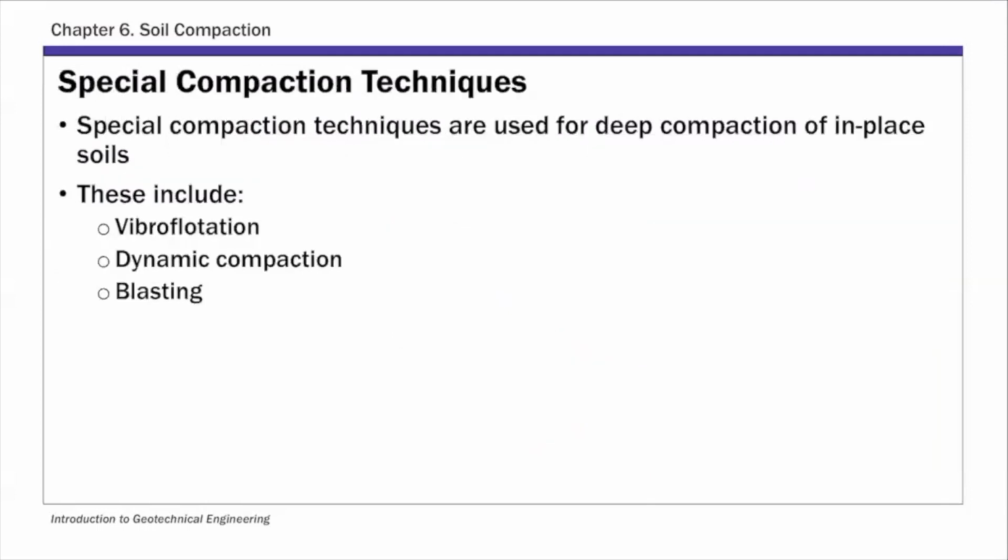The next topic I want to go over are these special compaction techniques. So far when we discuss field compaction, we talk about different types of rollers, some for clay soil, some for granular soil. And there are also some special compaction techniques. There are three included here: the vibroflotation, dynamic compaction, and blasting. So these are typically used for deep compaction of in-place soils. The vibroflotation, basically that is mostly for granular soils.